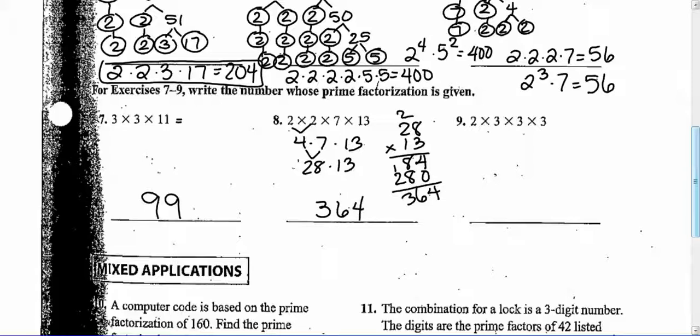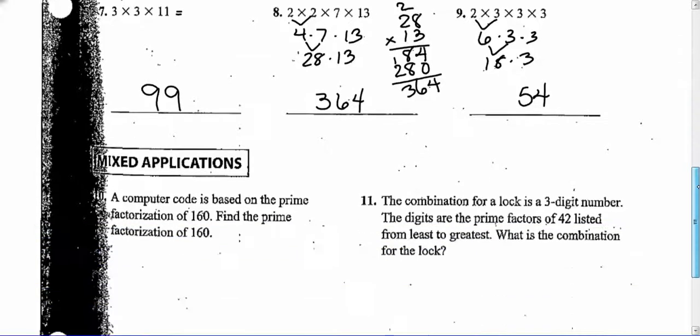And the last one, we have 2 times 3 times 3 times 3. So 2 times 3 is 6. 6 times 3 times 3. All right, so what is 18 times 3? 54 is your answer. Okay, any questions on that?